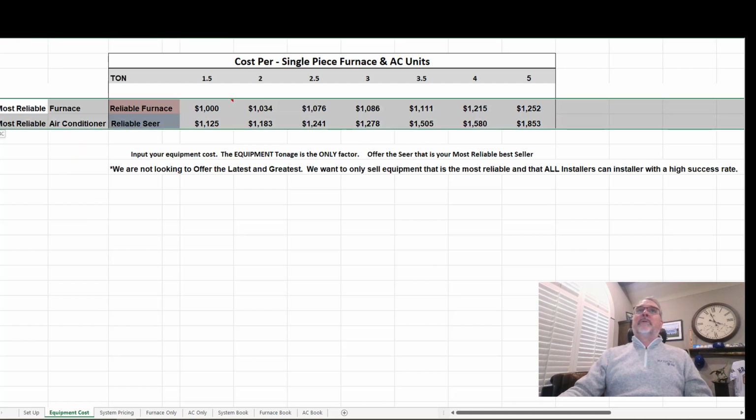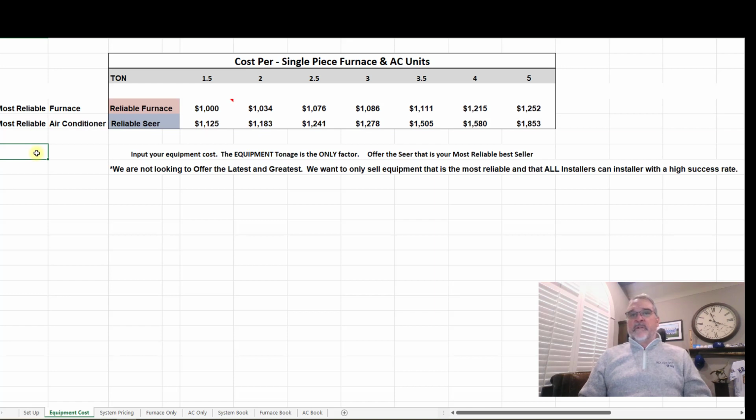The most reliable furnace and air conditioner we can give them, because the worst thing we can do is give them something very new and then we have to take it on the chin because the manufacturer's not going to stand behind us. They'll give us some peanuts to change their stuff out. Well, that just ruins a whole day that we have to install a new piece of equipment. So that's no good. We're not going to play that game.